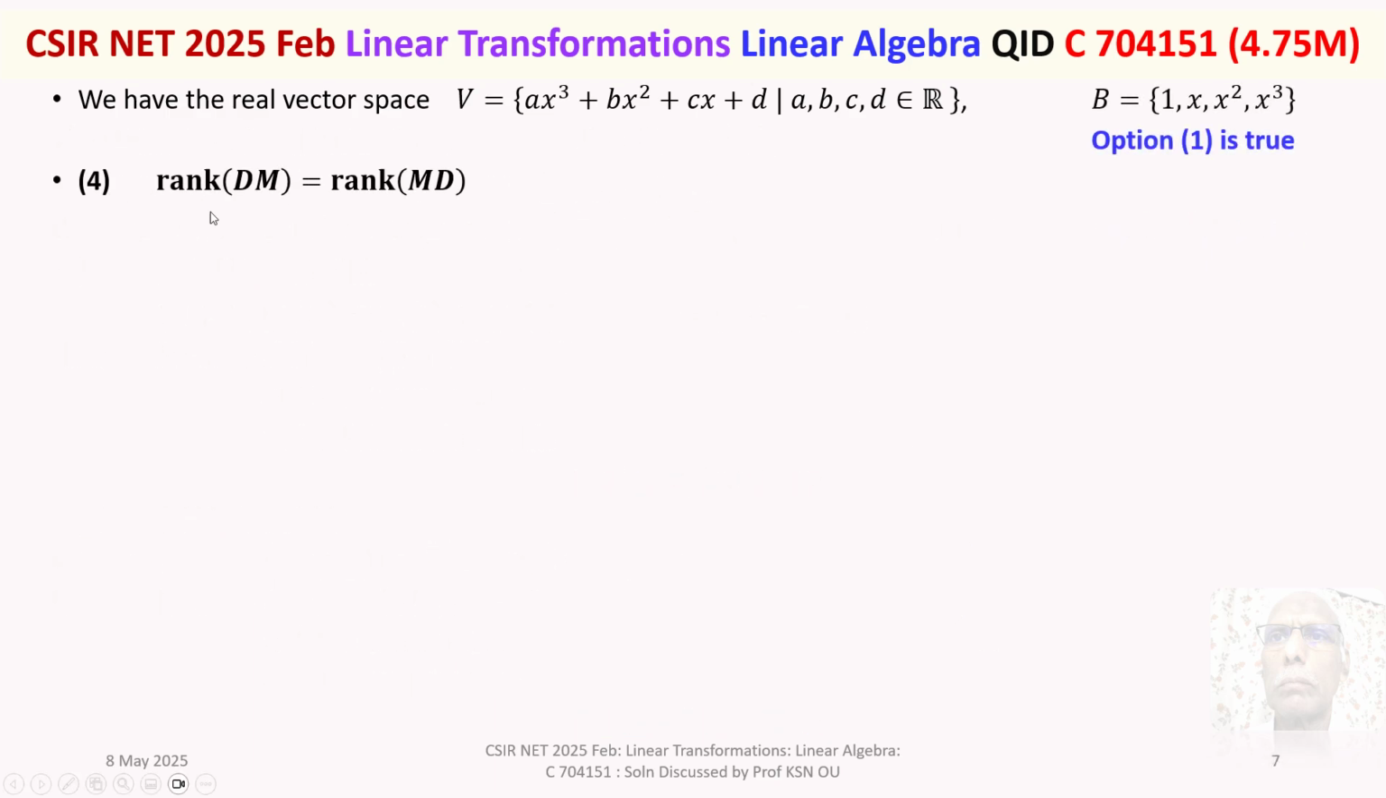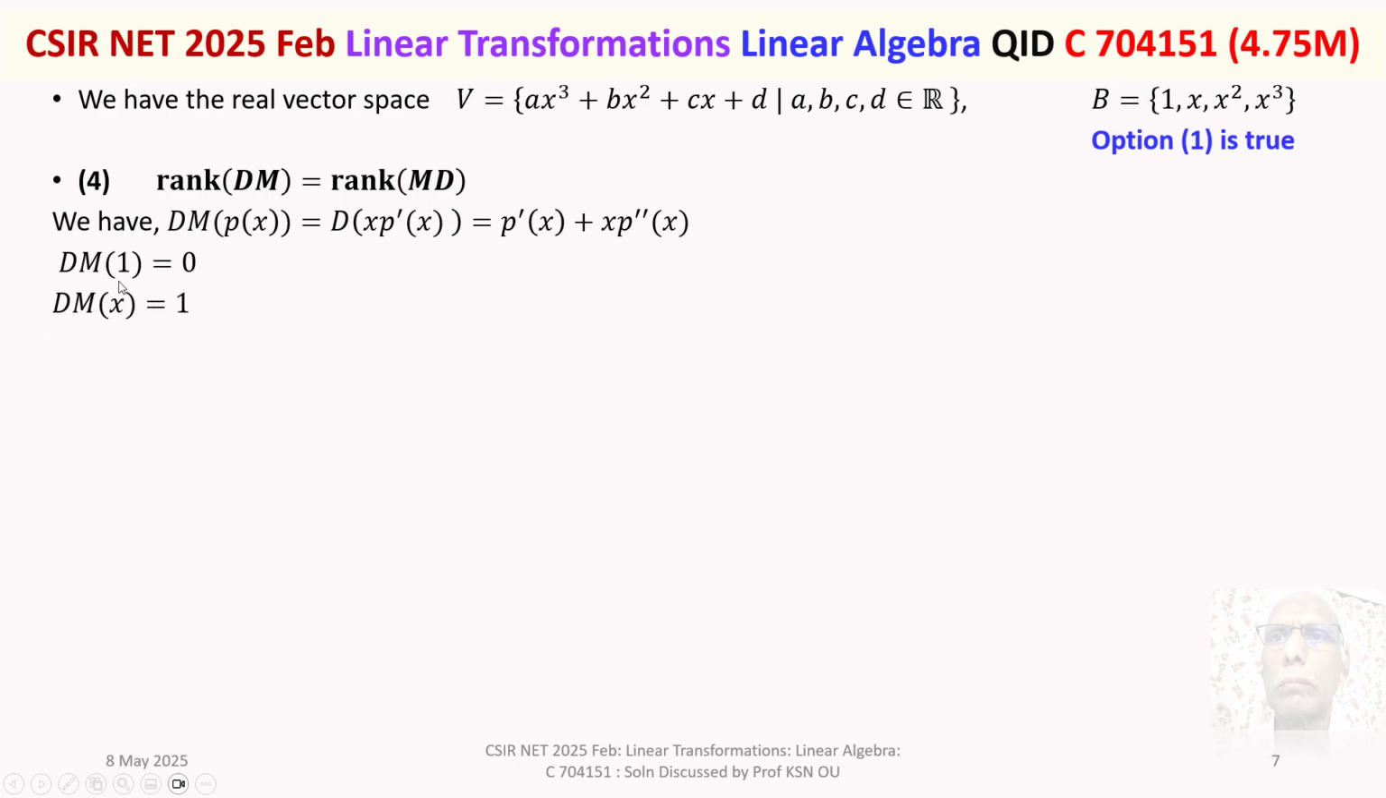Option 4. Rank of dm is equal to rank of md. Okay. We have dm of p of x. We have already seen it is p prime x plus x times p double prime x. dm of 1. So, p of x is 1. It is 0. Derivative is 0. Double derivative is 0. dm of x. The derivative of x is 1 plus x times the double derivative of x, which is 0.